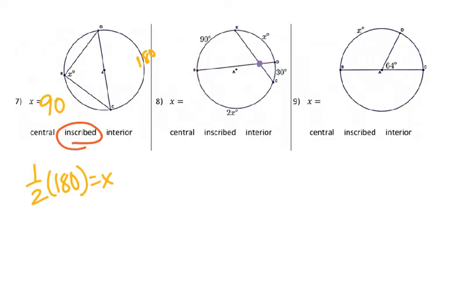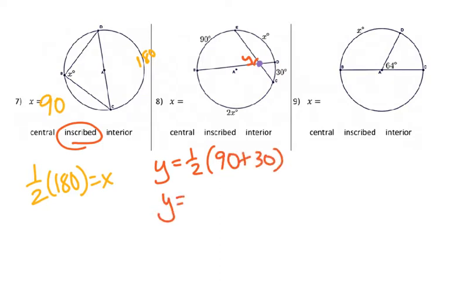What I'm going to need to do is solve an alternative problem first. So I'm going to call this angle right here y, because I can find what that is. I can say y is equal to half of 90 plus 30. So y is going to be half of 120, so it's 60 degrees. So if I know that this angle right here is 60 degrees, because this is a straight line, this would have to be 120 right there.